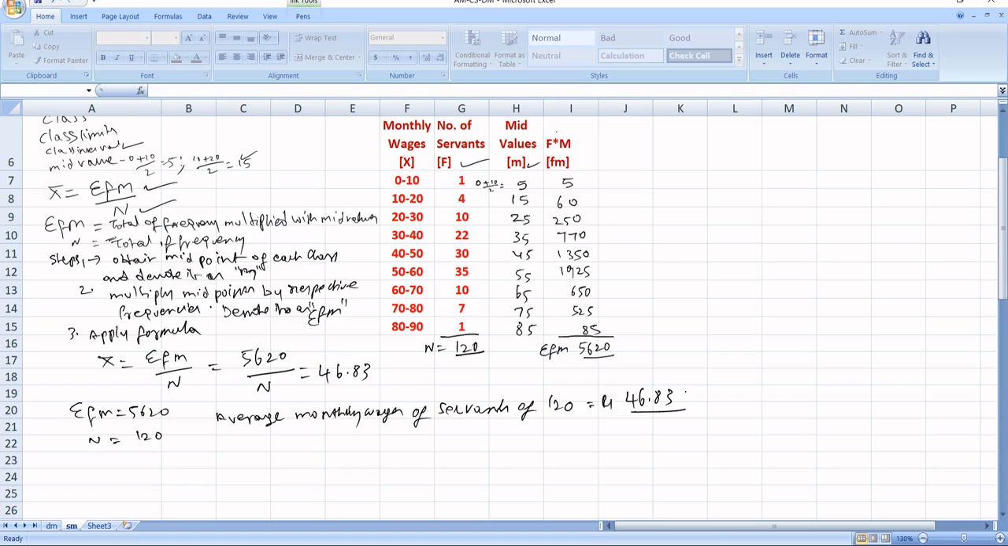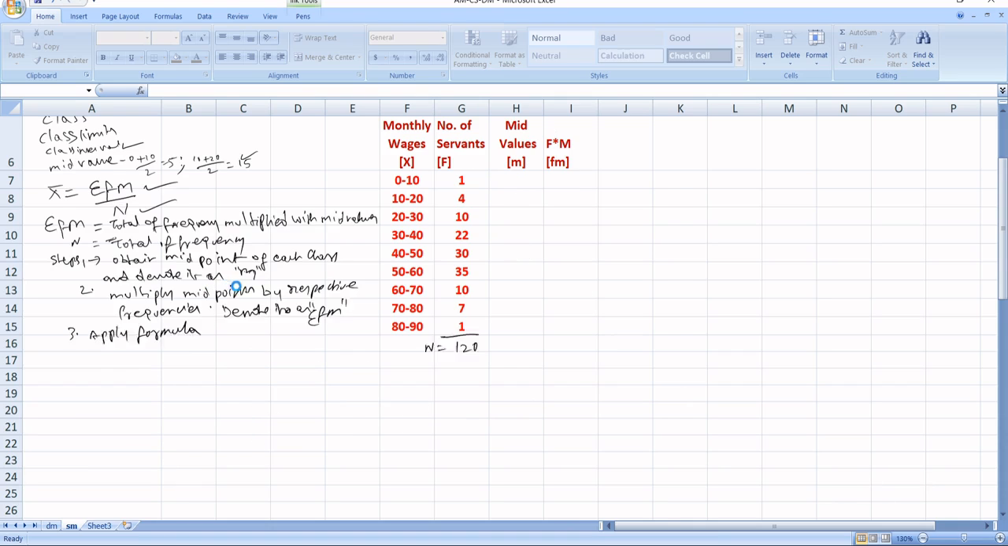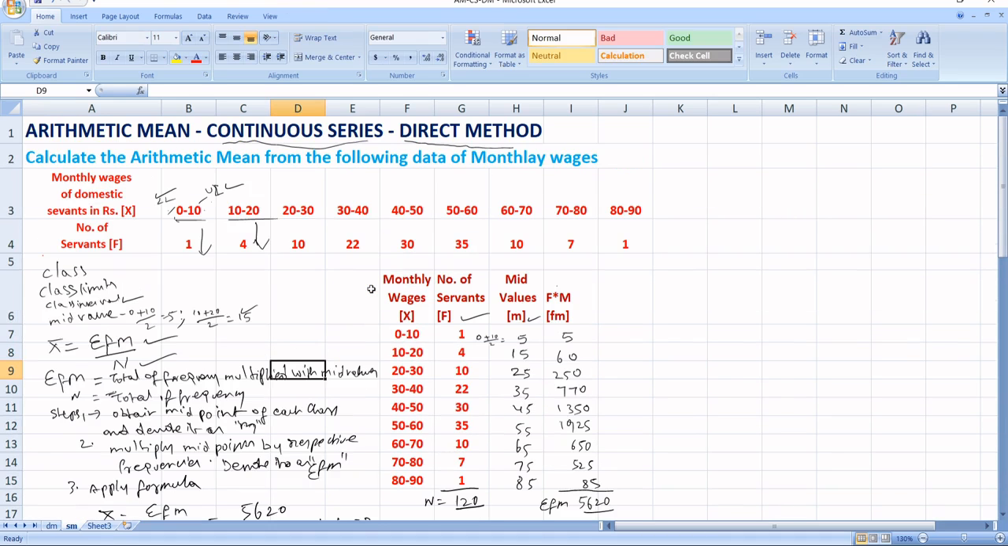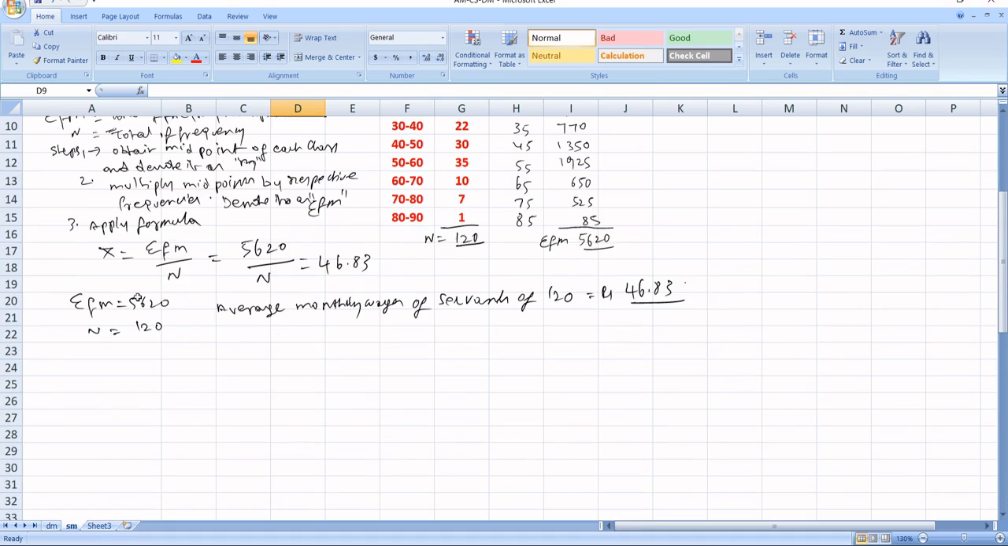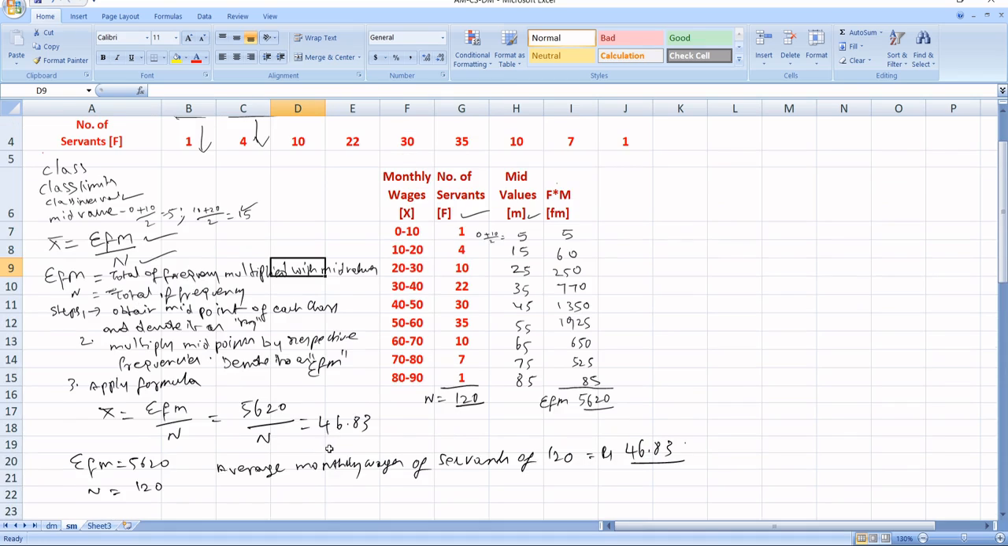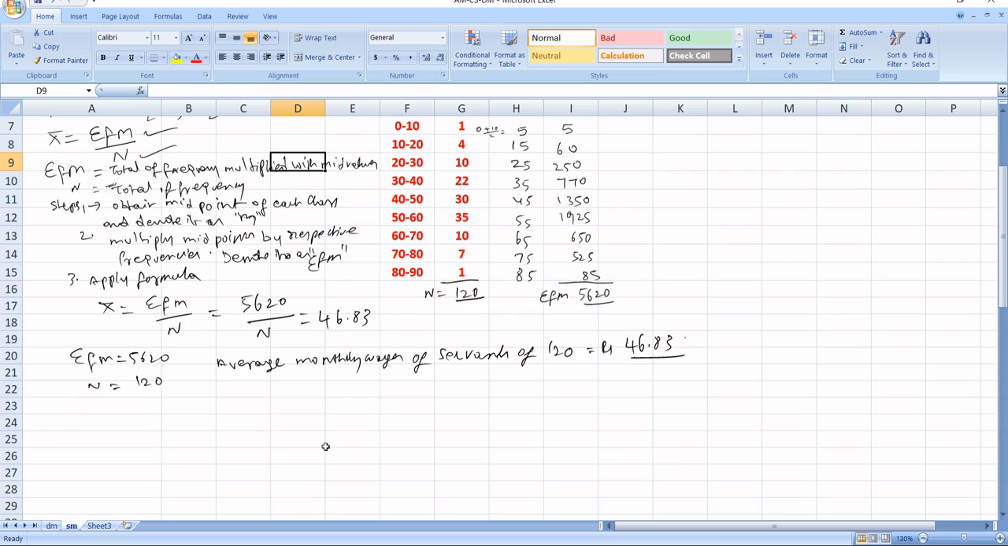Okay, my dear students. Now I hope that you understood the problem. Okay, so with the help of these two, I mean monthly wages of domestic servants and number of servants, we have done this problem. Okay, and if you understand well, you have one important assignment as usual.